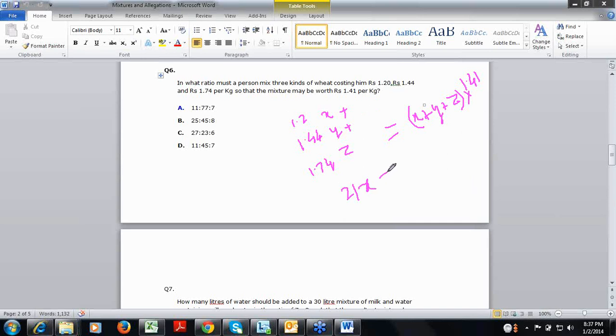21x is equal to 3y plus 33z. So it is 7x is equal to y plus 11z. Now we have received this. Now it is given x is to y is to z. Put in whichever of these equation actually satisfied, whichever these values satisfy, give that option.